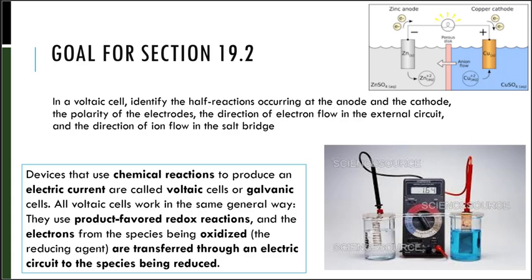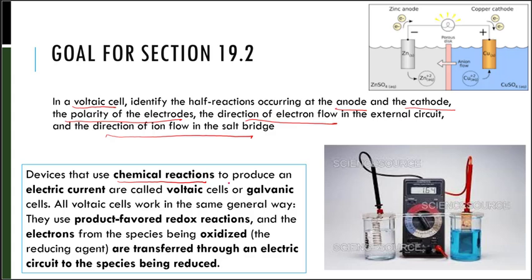Hello chemistry students, this is Dr. Tullis. In this section we are going to look at a voltaic cell and identify the half reactions occurring at the anode and at the cathode, the polarity of the electrodes, the direction of electron flow in the external circuit, and the direction of ion flow in the salt bridge.